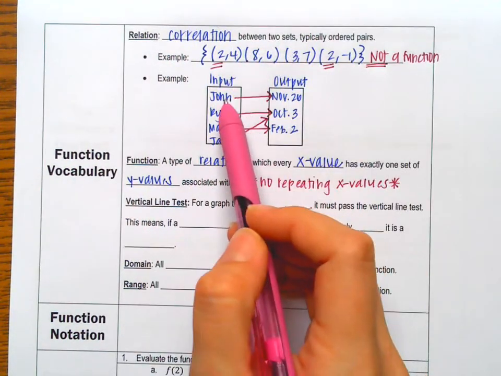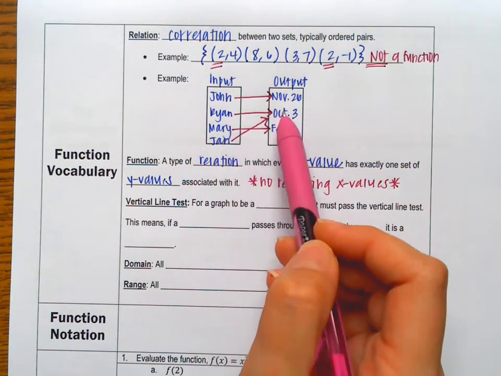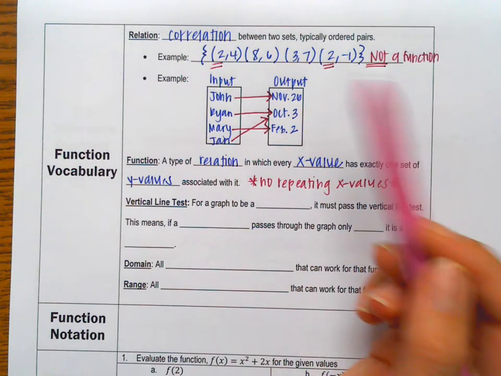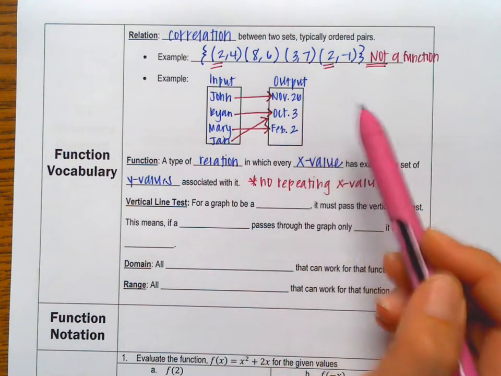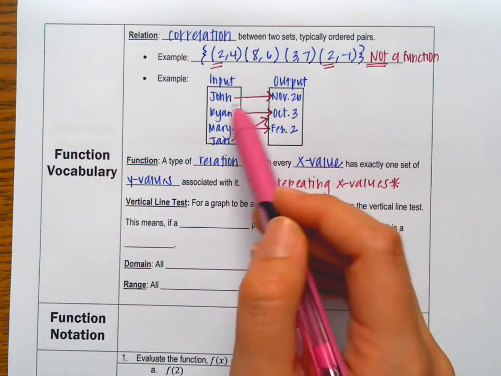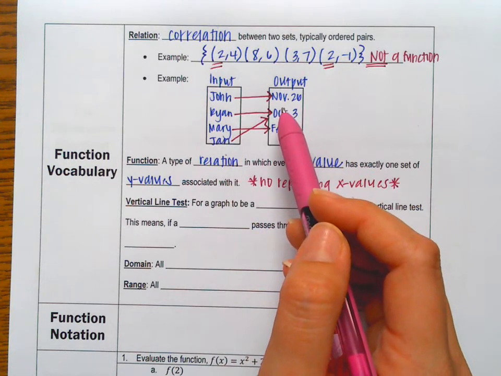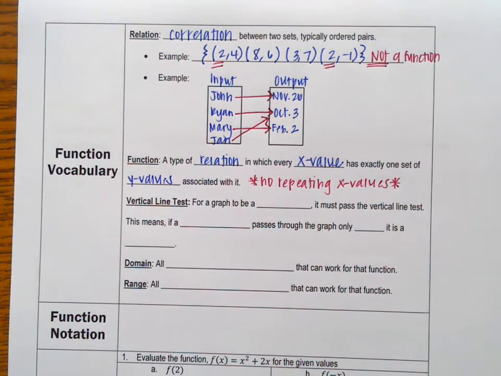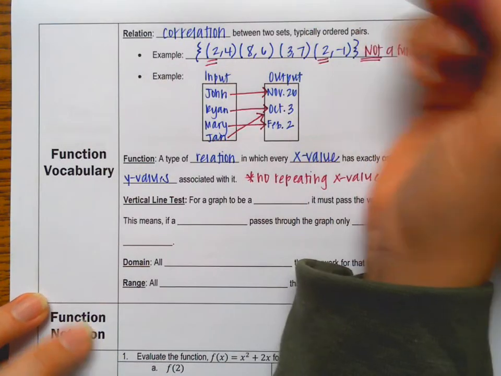Now this one, okay, John has a specific birthday, Ryan has a specific birthday, Mary has a specific birthday, and Jan has a specific birthday. This one is a function. Now, what would make this one not a function is if John had his birthday November 26th and he had his birthday May 5th, which wouldn't make sense. So a birthday is always a really good real life example of a function. Two people can have the same birthday, but one person can't have two different birthdays. So this one is a function.